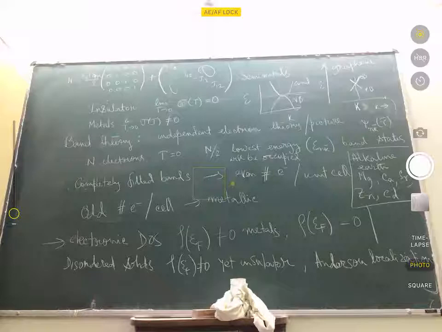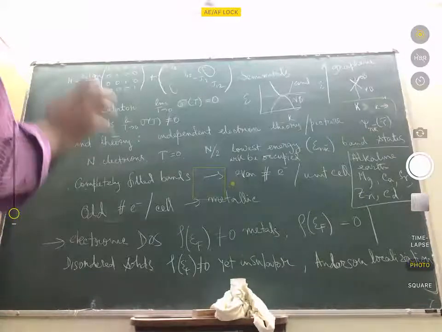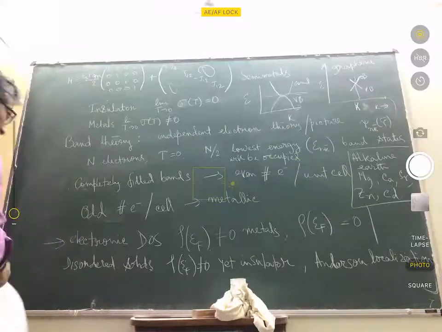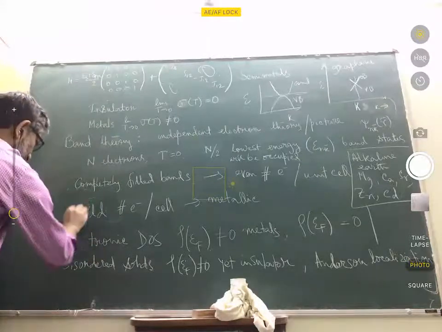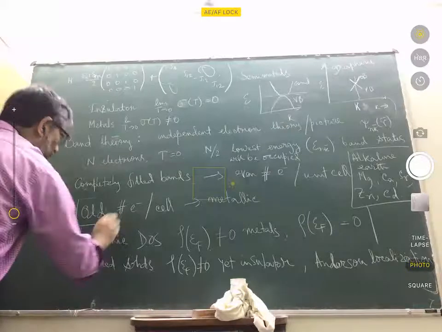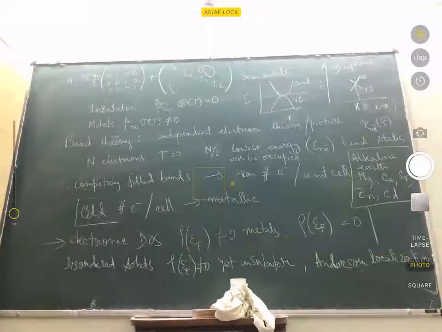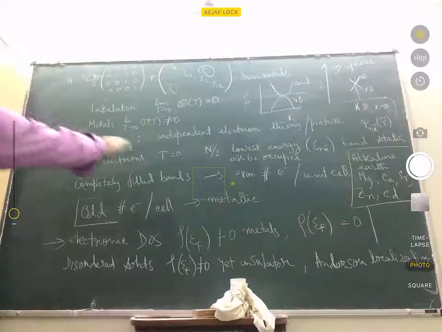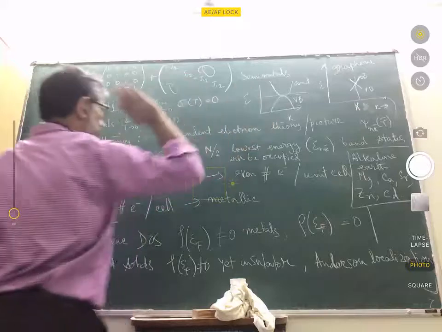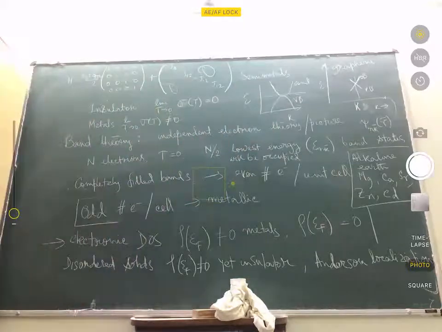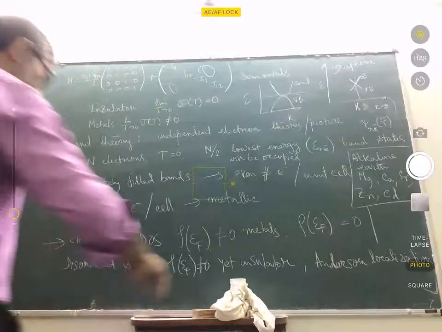So where was I? Yeah. Okay, so take the statement that an odd number of electrons per cell should necessarily give you a metallic system according to band theory, which is an independent electron theory. Now, what is our experience? And there the problem starts.